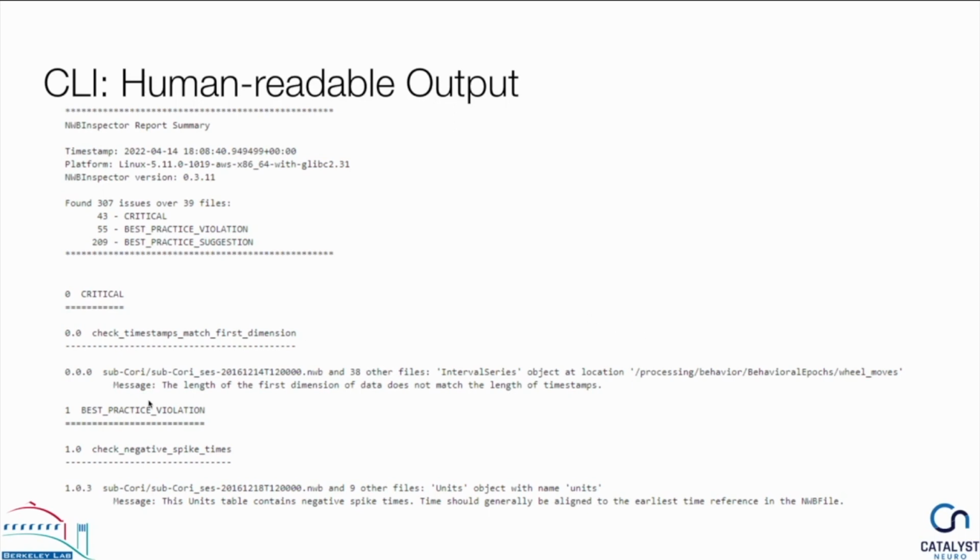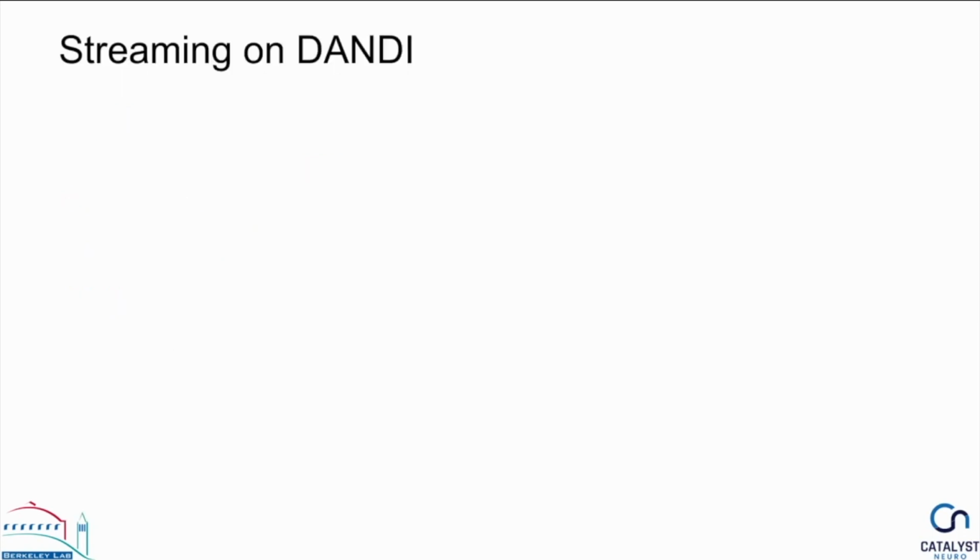Well, you should also probably fix this other problem, which is negative spike times, which is kind of a weird one. I can talk about it more later if you're curious. Yeah, pretty self-explanatory beyond there. Any questions about the NWB inspector?